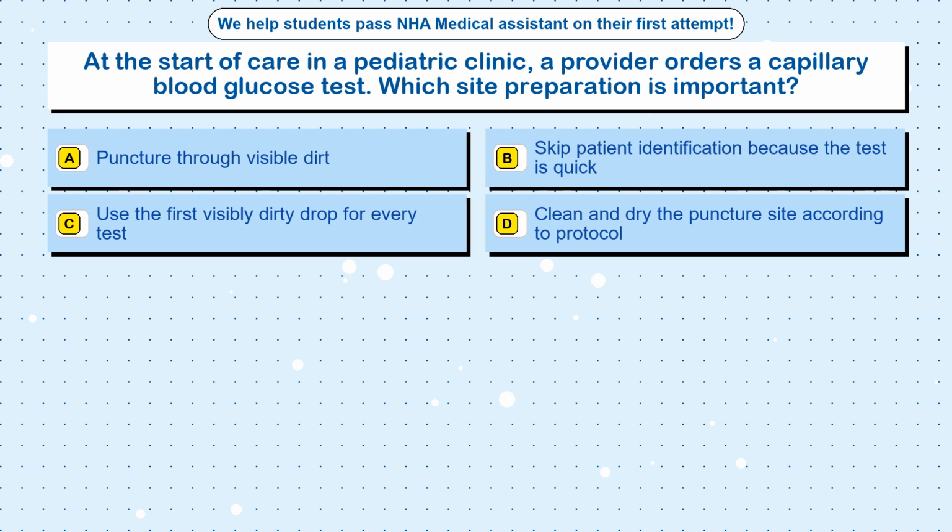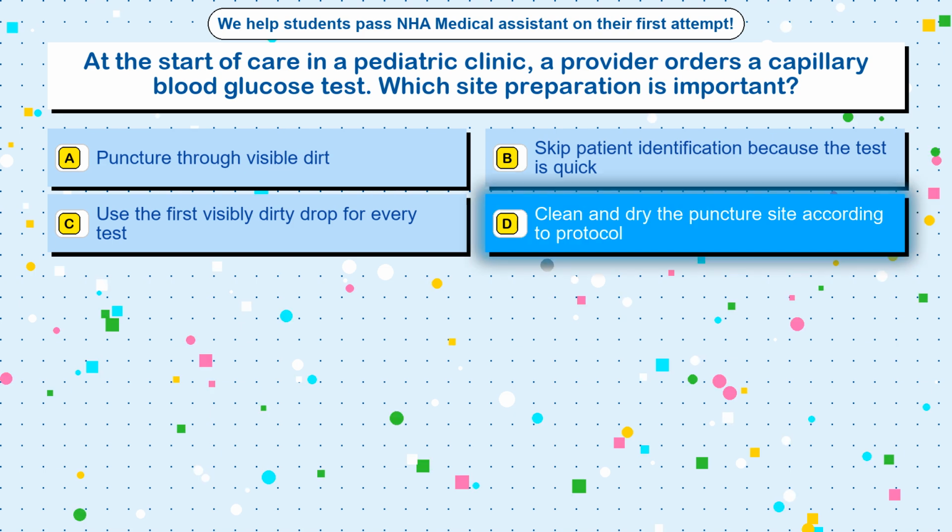Question 25. At the start of care in a pediatric clinic, a provider orders a capillary blood glucose test. Which site preparation is important? Option A. Puncture through visible dirt. Option B. Skip patient identification because the test is quick. Option C. Use the first visibly dirty drop for every test. Option D. Clean and dry the puncture site according to protocol.